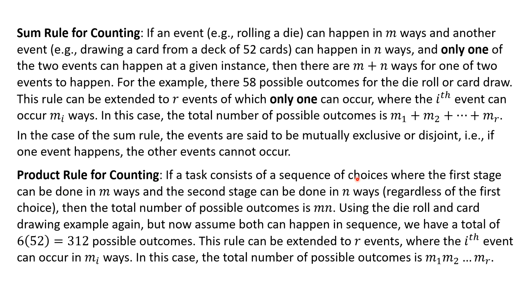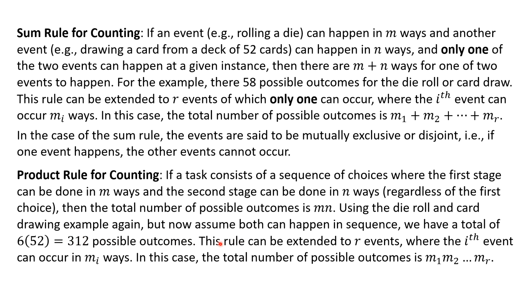If a task consists of a sequence of choices where the first stage can be done in m ways and the second in n ways, regardless of the first choice, then the total number of possible outcomes is m times n. So if we use the die and card drawing example, we would do both of them in this case. You'd have 6 outcomes for the die roll and then 52 outcomes for drawing the card from the deck of cards. And so you would get 6 times 52, or 312 possible outcomes.